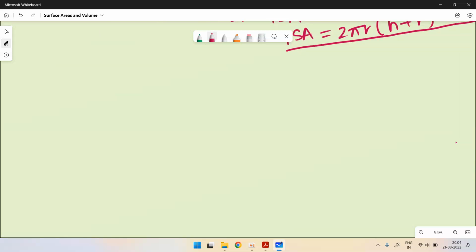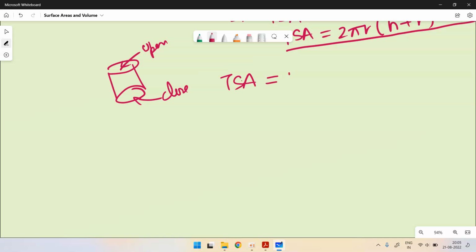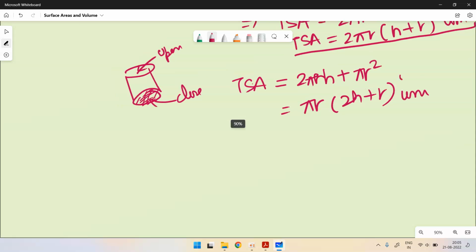See, if one lid is open and one lid is closed, suppose this is open, this is closed, TSA will be 2 pi r h, it is fixed, plus pi r square, because one of the lids is open. Here it will be 2 pi r common, (2h plus r). This is not a formula, but you have to analyze this situation. If one lid is closed and the other lid is open, the total surface area will become this unit square.